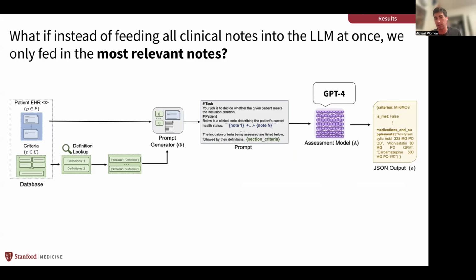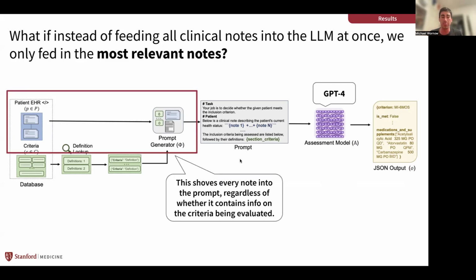Here you're seeing the initial setup we had, where at the top in blue is the patient's health record. You can see there's a direct arrow straight into the prompt. The prompt is just the input you feed the model. So basically, we're just throwing notes into the prompt. At the bottom, you have in green the inclusion criteria we're looking at. Again, we're just pulling all the criteria, pulling all the notes, throwing it all into the model and seeing what happens, right? But shoving every note into the prompt, regardless of whether it contains relevant information for the specific criteria you're evaluating, is probably not the smartest thing to do, right?